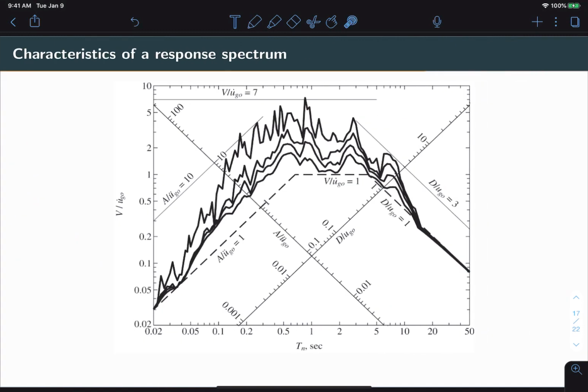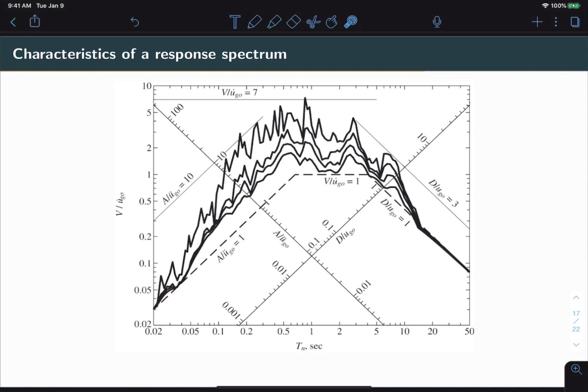So let's look at the El Centro response spectrum once again and try to extract some general characteristics of a typical response spectrum. In this case, we've rescaled each axis in order to normalize by the ground motion. So the displacement response spectrum axis is normalized by the maximum ground displacement. The pseudo velocity axis is normalized by the peak ground velocity, and the pseudo acceleration is normalized by the peak ground acceleration. This allows us to plot dotted lines for the unity value of each of these spectra.